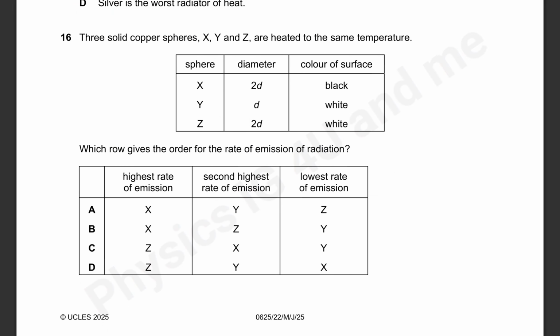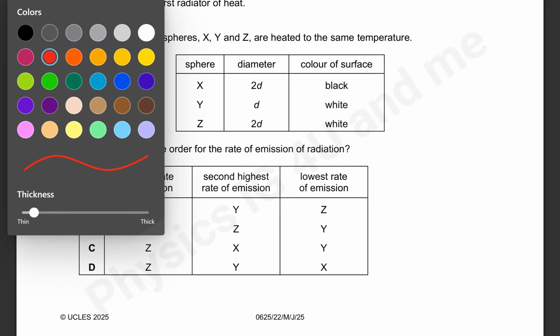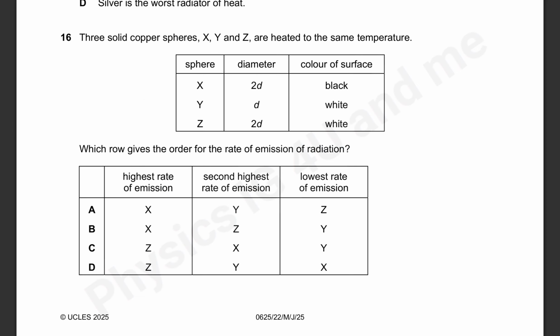Okay? Good. So question 16, it says 3 solid copper spheres X, Y, and Z are heated to the same temperature. So notice I have X with the diameter 2D, it's black. Y, it's diameter D and white. Z is 2D and white. The question is, which row gives the order for the rate of emission of radiation.